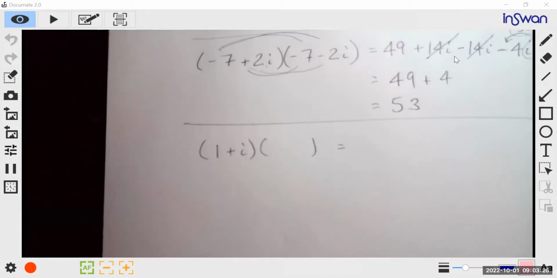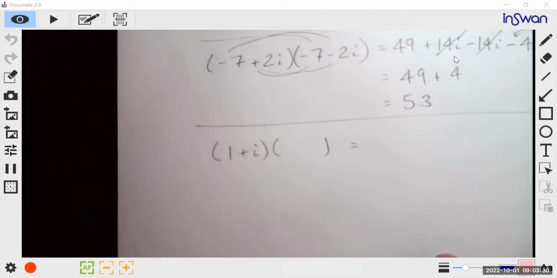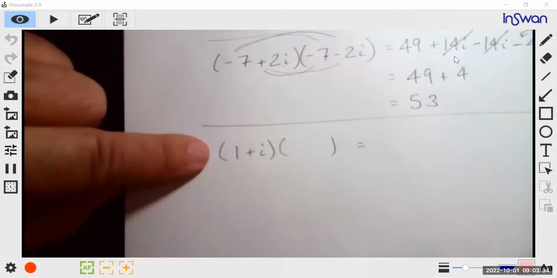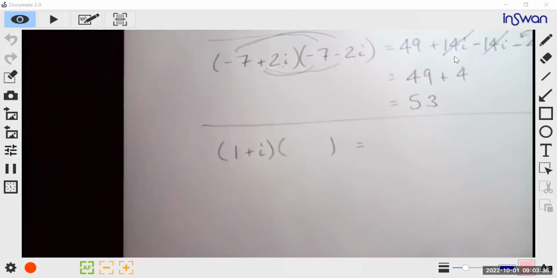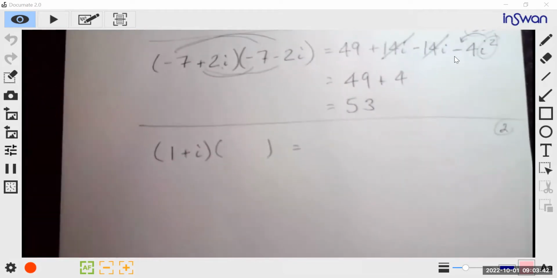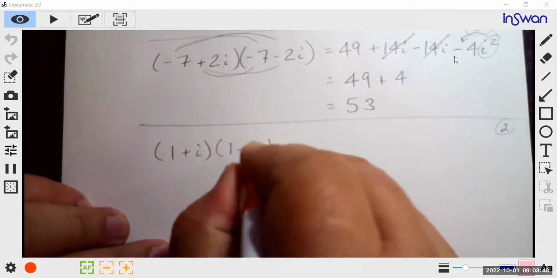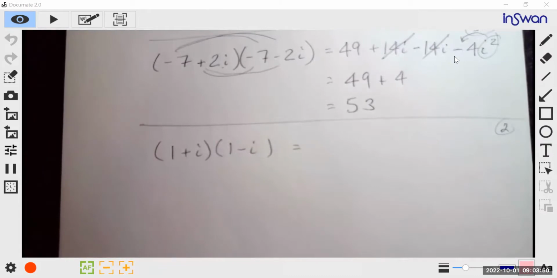And the I squared changes that to a plus. Well, I'm going to show you a shortcut. Yeah, you're very close. How about this? To be honest with you, when it comes to conjugates, this one gives people more trouble than anything. Would that be 1 minus I? Yes. But now you've got to work it out.